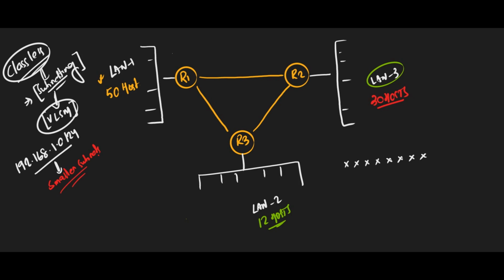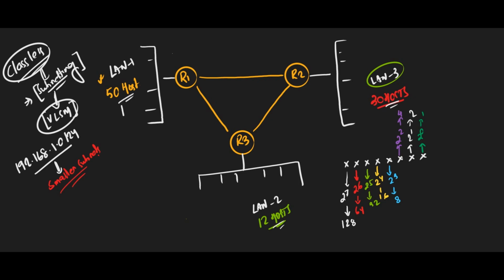We have 8 bits. And if you remember, this first bit is 2 to the power of 7, which gives us 128. This is 2 to the power of 6, which gives us 64. Similarly, we have 2 to the power of 5, 32, 16, 8, 4, 2, 1. From these numbers, we will find out our subnet mask and the number of hosts. We will find out which bits to be turned on based on how many hosts are required.